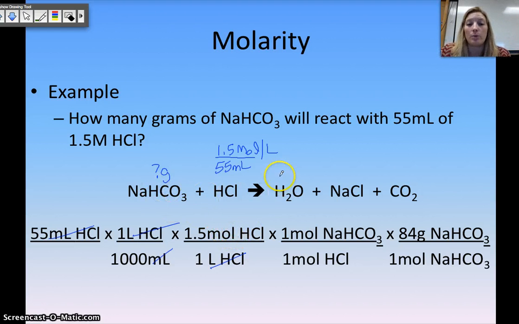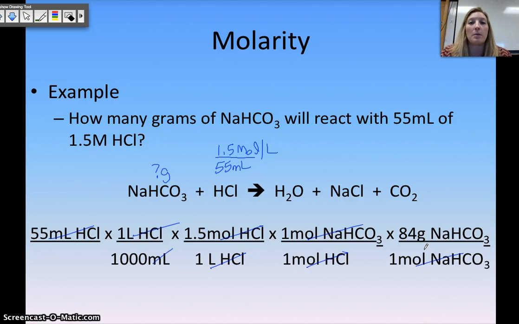Once we're in moles, we can go mole to mole. Again, our mole to mole ratio in our equation is 1 to 1. So 1 mole of HCl, 1 mole of NaHCO3. And our last step is to go to grams. So using the periodic table and the molar mass, 1 mole of NaHCO3 is 84 grams, and we are left in grams. To get that answer, multiply across the top and divide across the bottom.